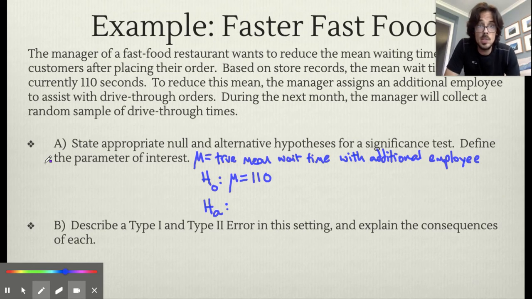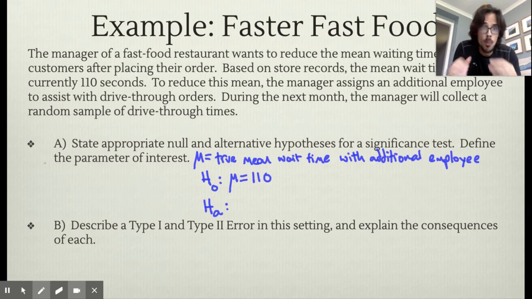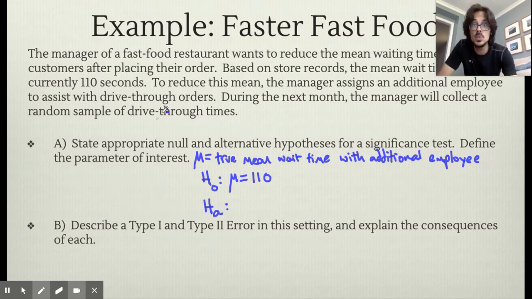In this problem, we're looking at the average wait time in the drive-through. Right now, that average is 110 seconds. They decide they're going to hire an extra employee, hopefully to reduce that mean. So the goal is to find evidence that the mean is lower than 110, which is the old mean. Status quo goes in H0, always with an equals. And then what the problem tells you: we want a smaller wait time. Also, when you define your parameter, we're defining it for the new procedure.